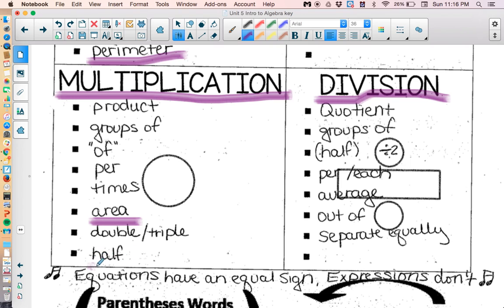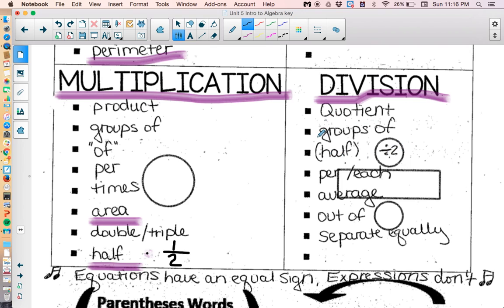then I would actually put half under multiplication. I know we put it on the other one before, but I'm going to put it on both because if you see, this is where you multiply by 1/2. Let me get a better pen. If you multiply by 1/2 like this and leave it as a fraction, then it's actually multiplication. But if you divide by 2, then that would be division.